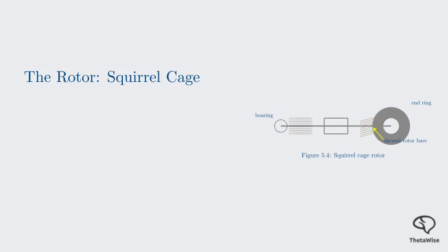Importantly, the slots are slightly skewed or angled relative to the shaft. This skewing reduces magnetic noise during operation and helps to produce a smoother, more even rotation. At the ends of the core, the rotor bars are short-circuited by two solid end rings, which act as conductors. Because the bars have a large cross-sectional area, they produce a very robust rotor with very low resistance.